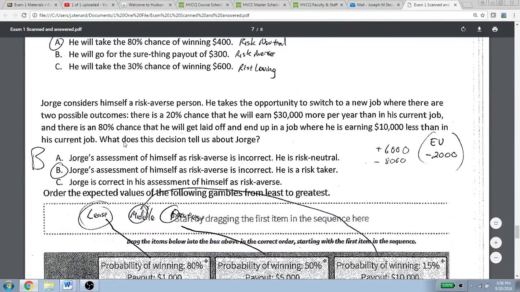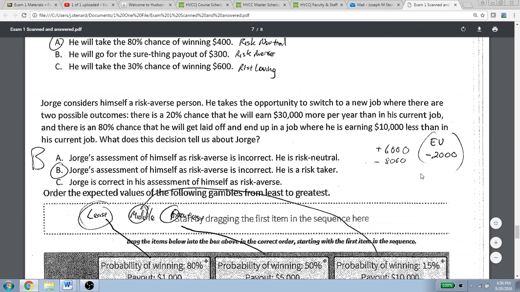Jorge considers himself a risk-averse person. He takes the opportunity to switch to a new job, where there are 2 possible outcomes. He has a 20% chance at the new job that he'll earn $30,000 more per year than his current job, and there's an 80% chance he'll get laid off and end up in a job where he's earning $10,000 less than in his current job. What does this decision tell us about Jorge?